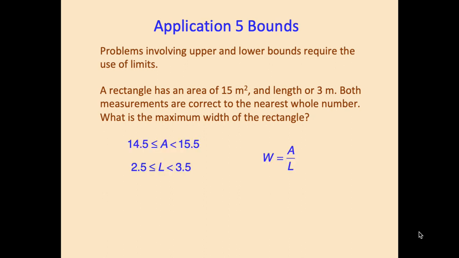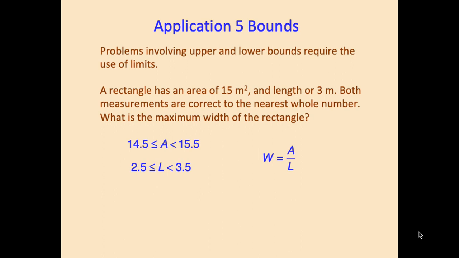So we can write down that the area is sandwiched in between 14.5 and 15.5 square meters. And the length is sandwiched in between 2.5 and 3.5 meters. And the formula to obtain the width is to divide the area by the length.